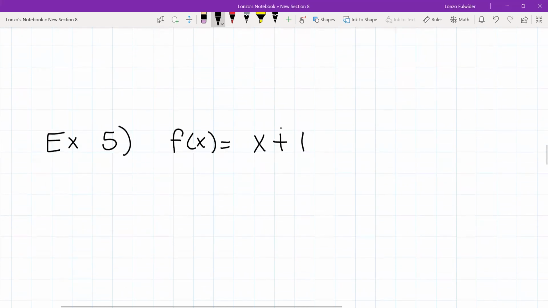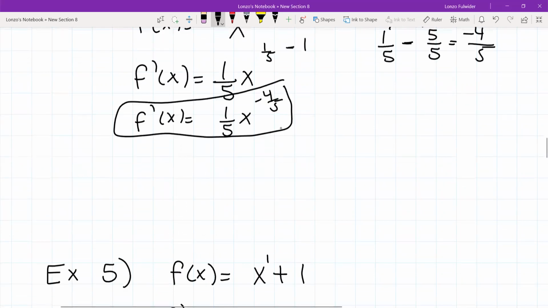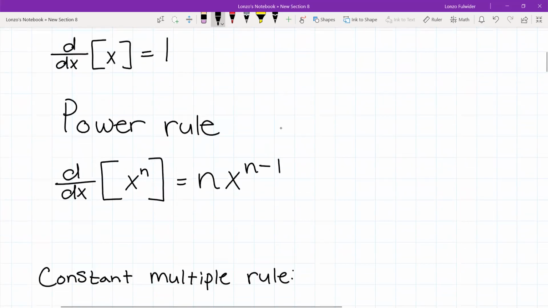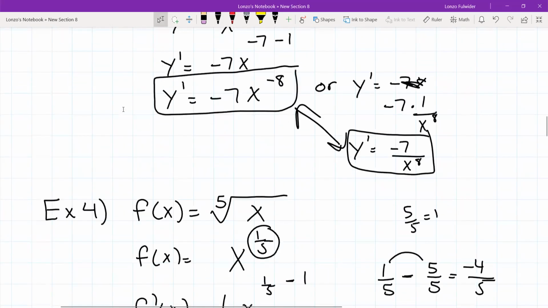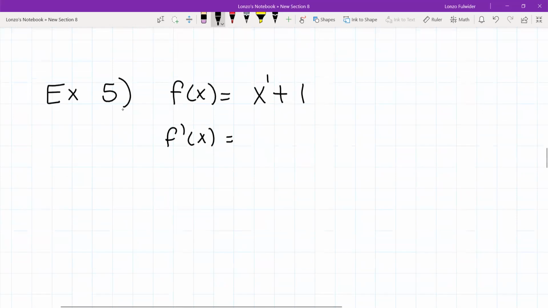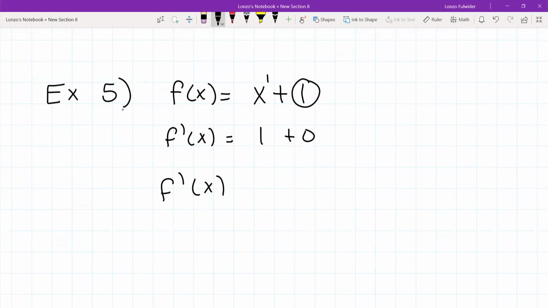This one, example 5: find f prime of x for f of x equals x plus 1. To take the derivative of this, you apply the power rule and the constant rule, right? According to the rule, the derivative of x, anything raised to the 1, is always going to be 1. So the derivative of x to the 1 is just 1. And then the derivative of a constant is always going to be 0. So your final answer is going to be f prime of x equals 1.